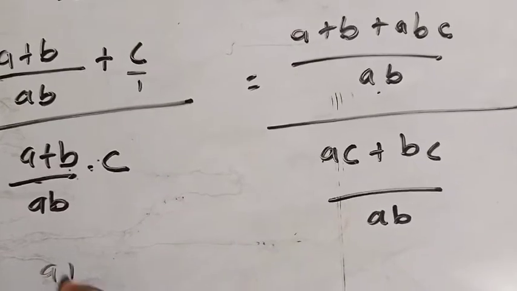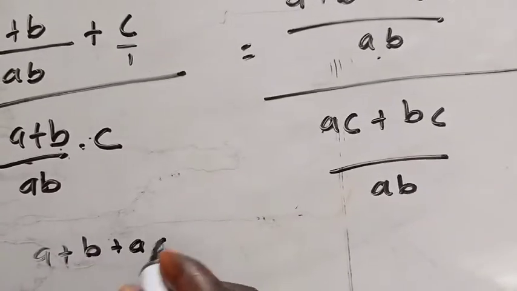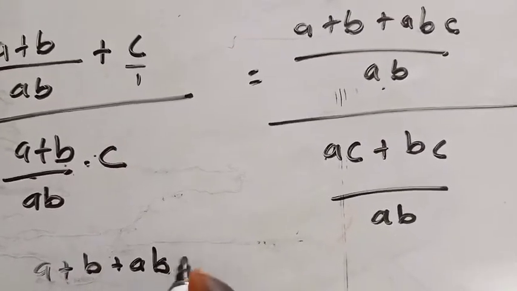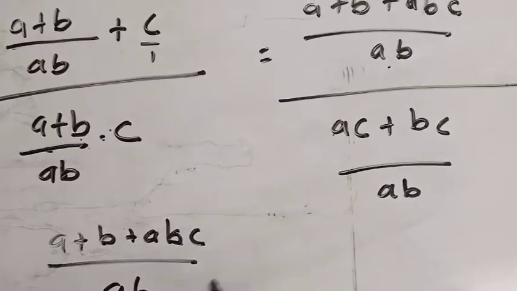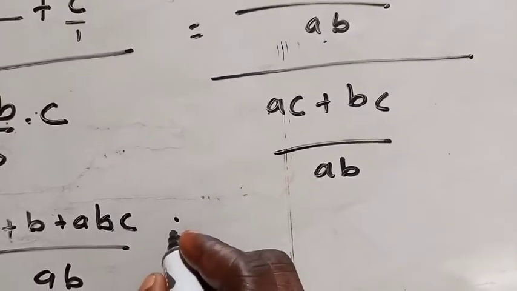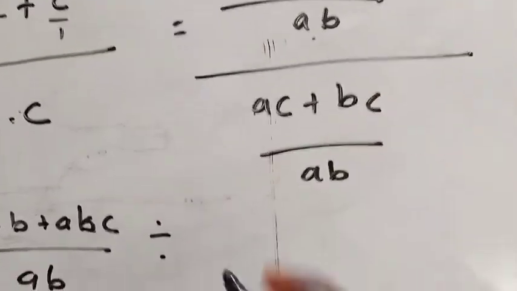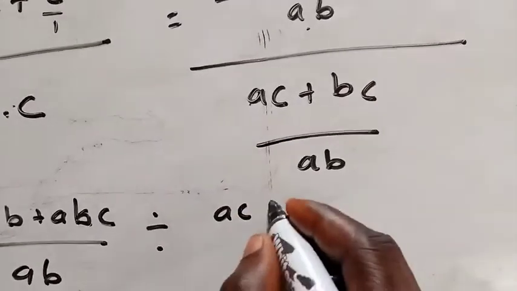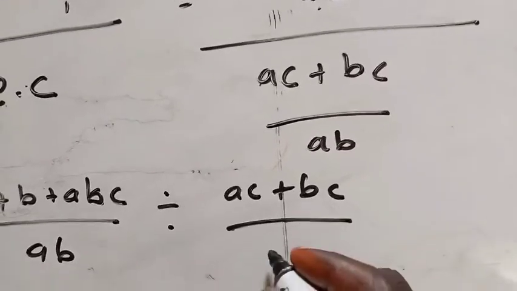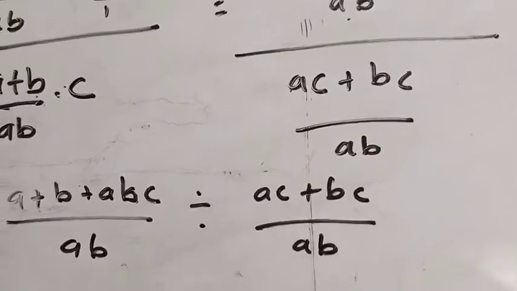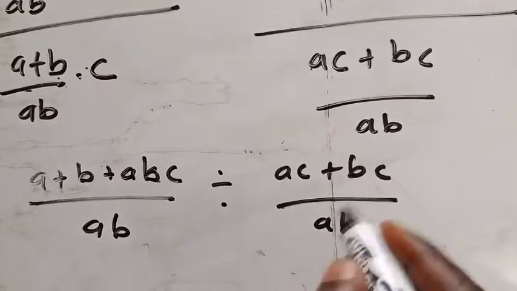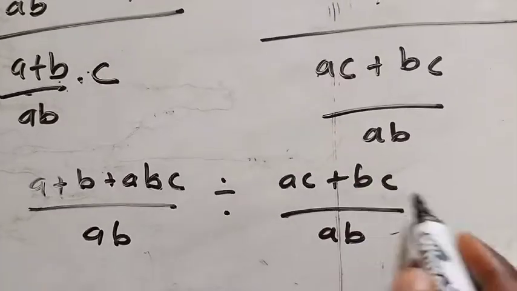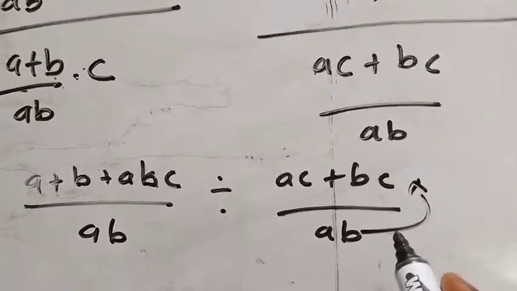So you have a plus b plus abc, all over ab. This is what we are having. Let's change this sign to division. So that is ac plus bc all over ab. What do you do if you are dividing a fraction? You turn this guy upside down, so the denominator goes to the top. This one goes like this, and this one comes down, right?